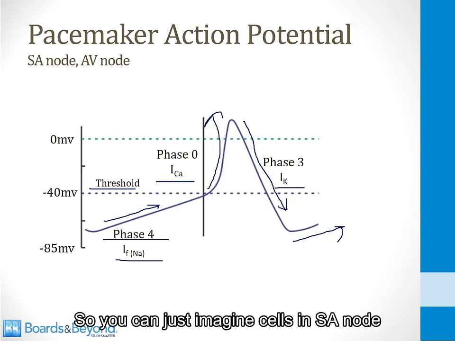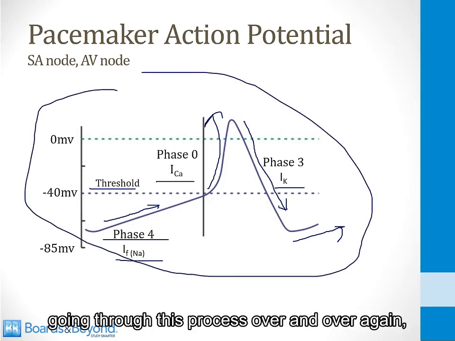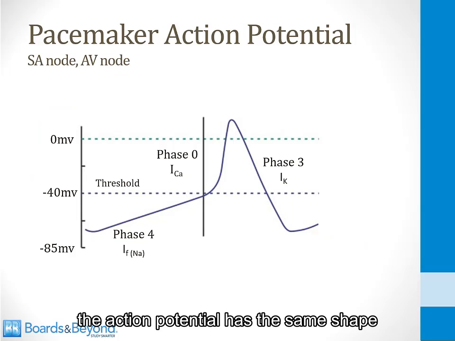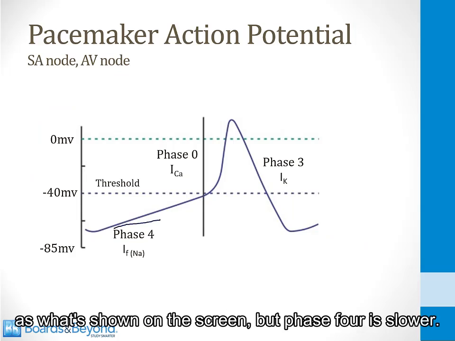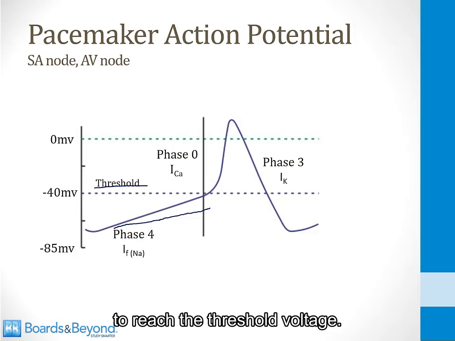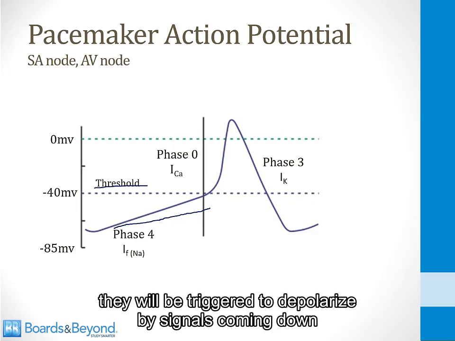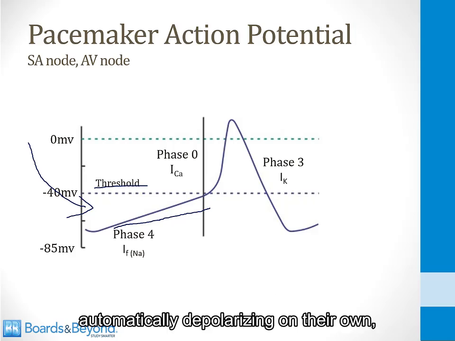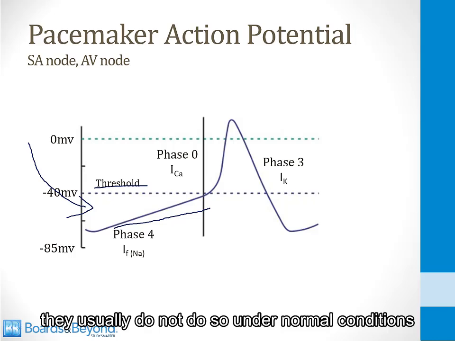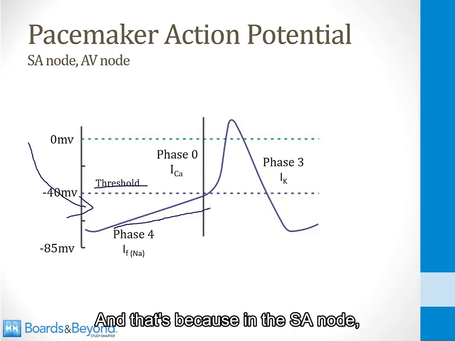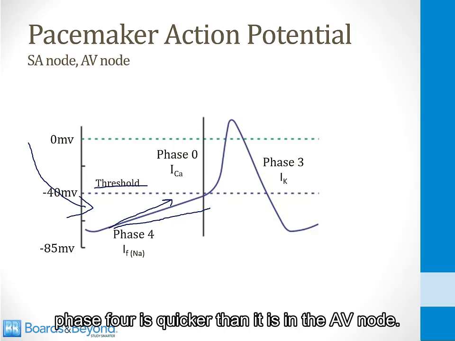So you can just imagine cells in the SA node going through this process over and over again, and this is how the SA node paces the heart. In the AV node, the action potential has the same shape as what's shown on the screen, but phase 4 is slower. This means it takes cells of the AV node longer to reach the threshold voltage. Before they can reach the threshold voltage, they will be triggered to depolarize by signals coming down from the SA node above. Therefore, even though cells in the AV node are capable of automatically depolarizing on their own, they usually do not do so under normal conditions because the SA node is the dominant pacemaker in the heart, and that's because in the SA node, phase 4 is quicker than it is in the AV node.